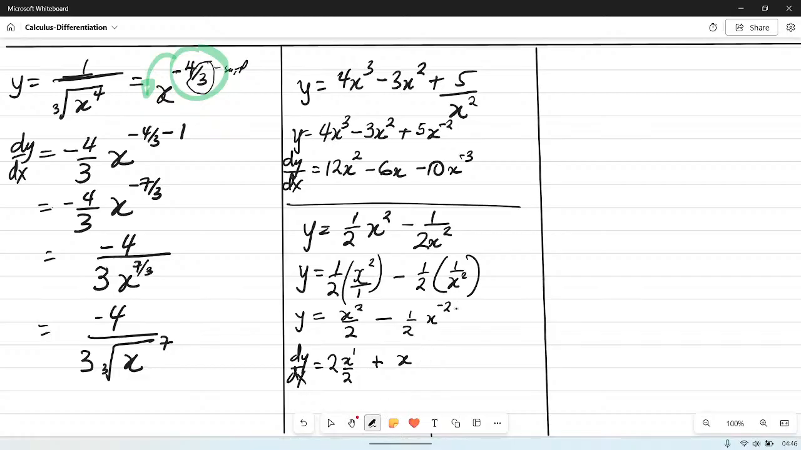Are you sure? When you subtract 1 from here, are you getting minus 1? Hmm.